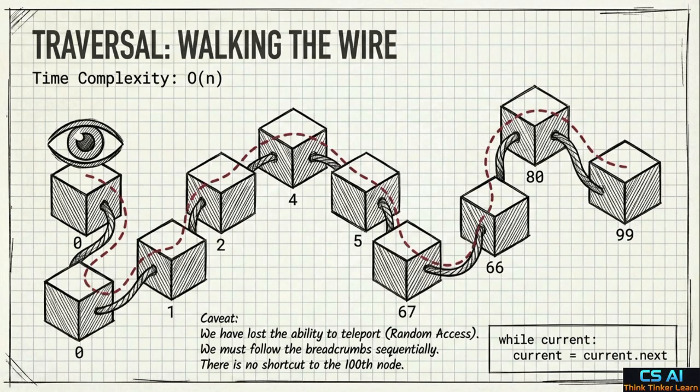Next, we delve into the traversal, walking the wire. The time complexity for traversing a singly linked list is O(n). This means that to reach a specific node, say the 100th node, you must start from the beginning and sequentially follow the pointers, or breadcrumbs, one by one. As the caveat states, we have lost the ability to teleport with random access. There is no shortcut. The code snippet, while current equals current.next, perfectly illustrates this linear discovery process, stepping through each node until current becomes null, signifying the end of the list.